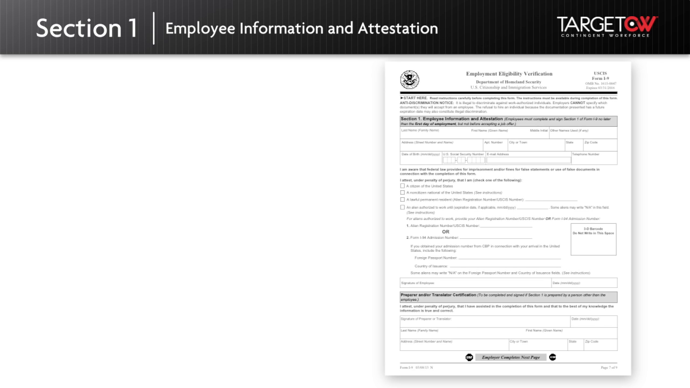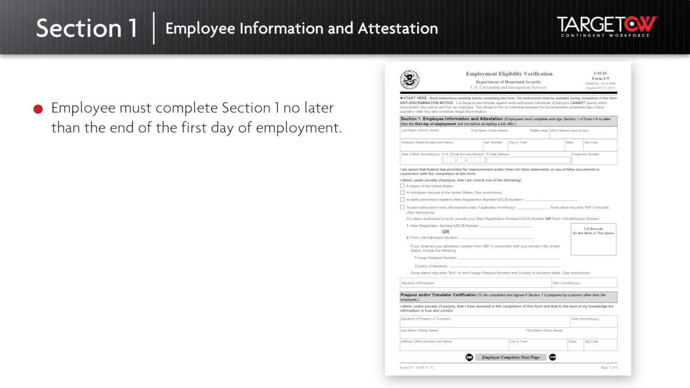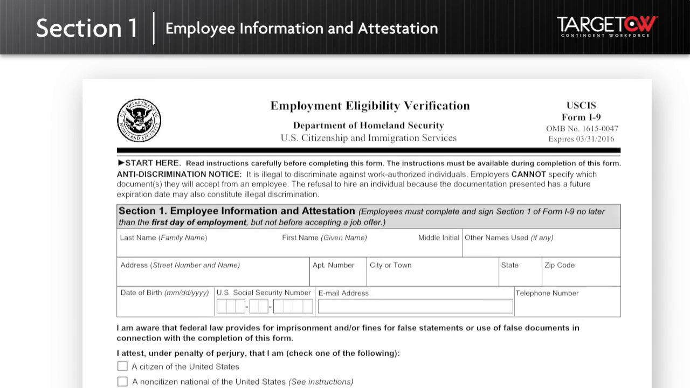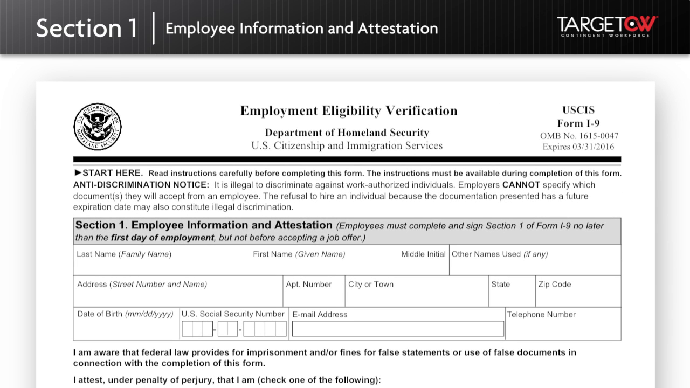Key points to Section 1. The employee must complete Section 1 no later than the end of the first day of employment. If the employee cannot complete Section 1 without assistance or needs translation, someone may assist. The employer is responsible to make sure that Section 1 is completed. Employees must fill out Section 1 with their last name, then first name, and then middle initial. If the employee has no middle name, please write NA in the space provided.